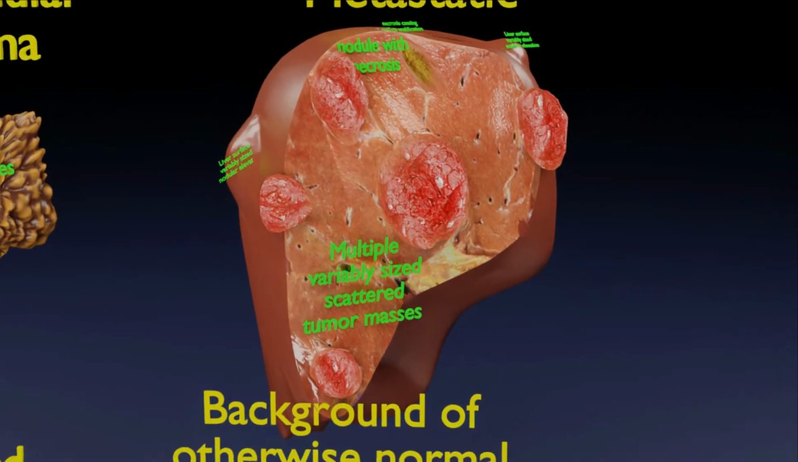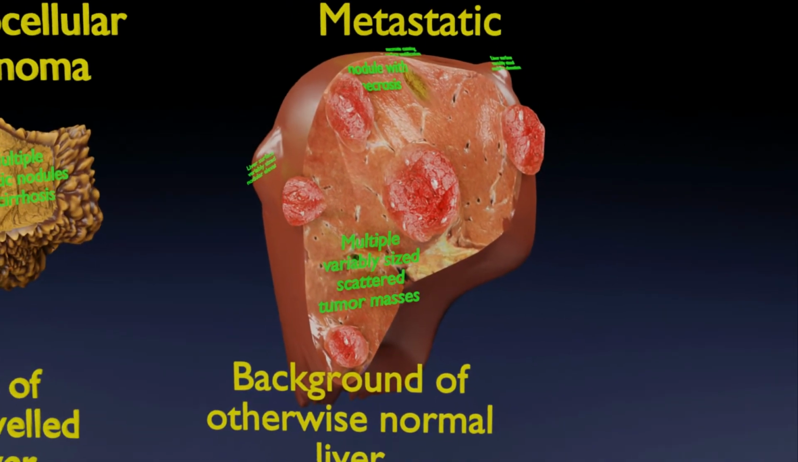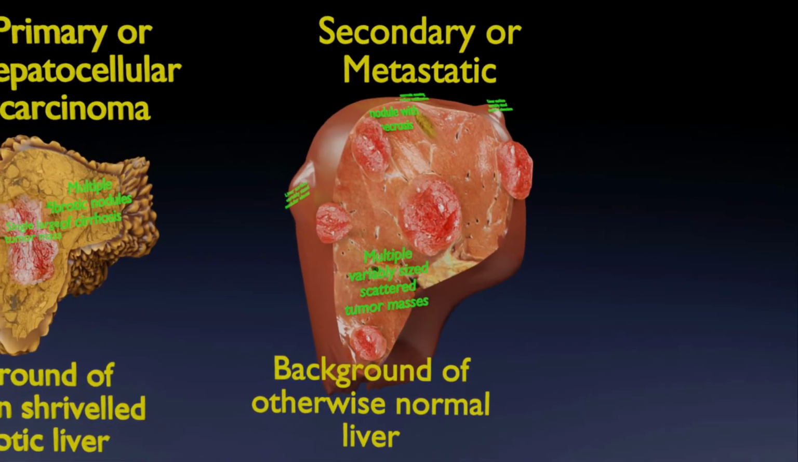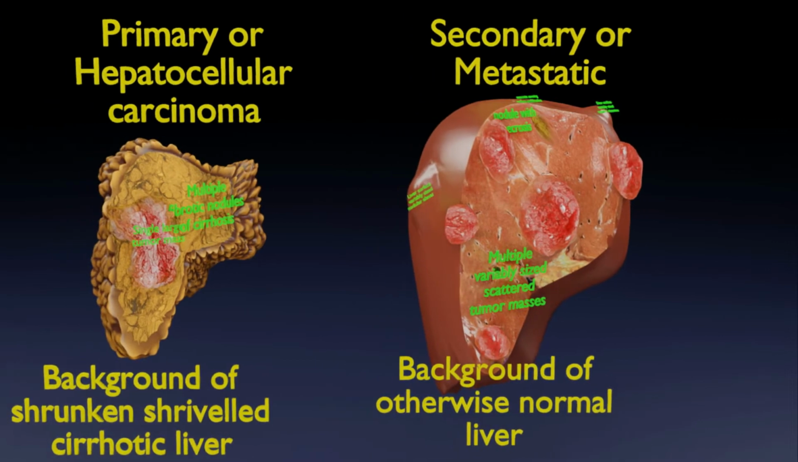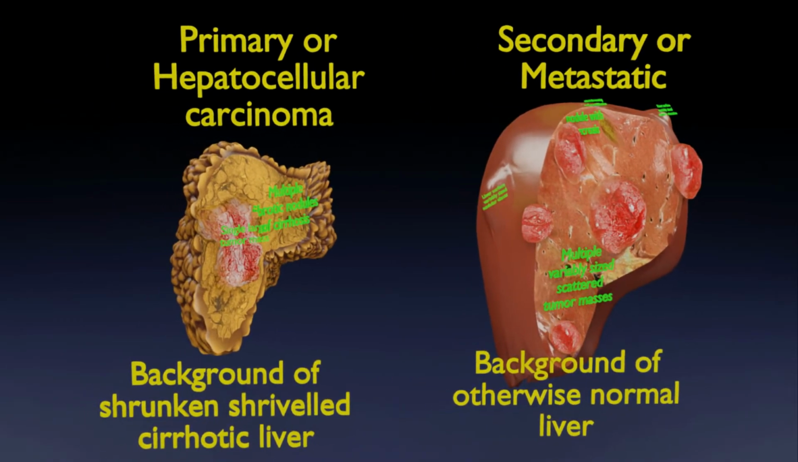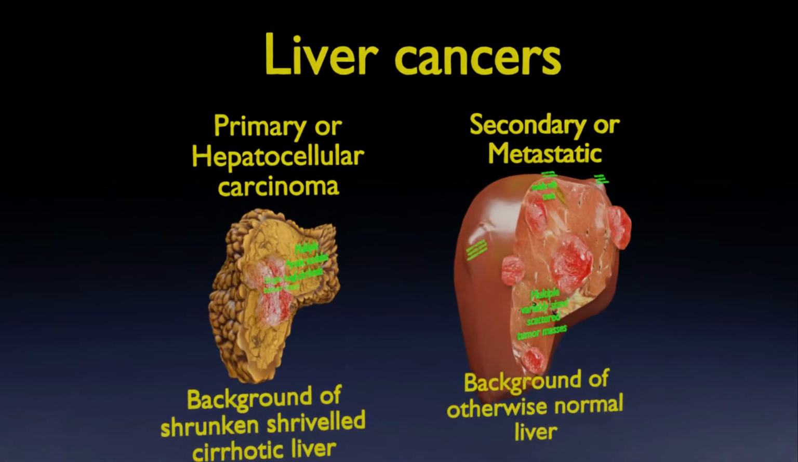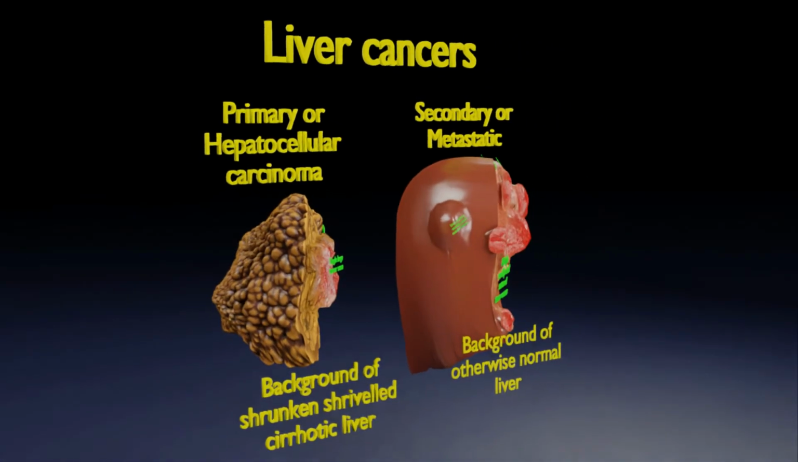So viewers, these were some of the important features concerning the cancer of liver, whether primary or metastatic. For further detailed information, please refer to standard medical textbooks.